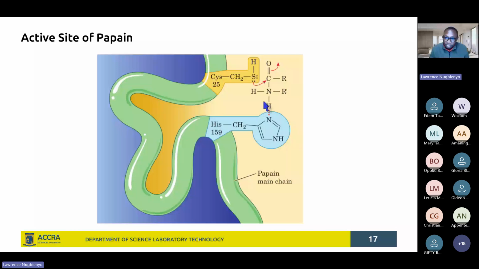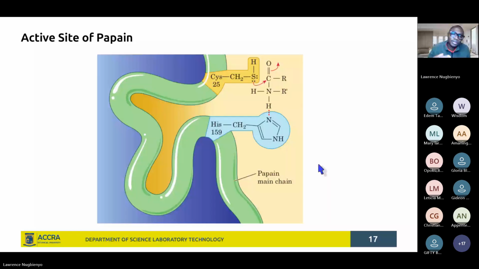And you see a hydrogen on that amine group involved in the peptide bond, also hydrogen bonding with a nitrogen in the imidazole ring of histidine. So this is the imidazole ring I was referring to. So it's sort of putting a stretch on that peptide bond, and in the end, that peptide bond will be broken. So that is the action of papain on peptide bonds.